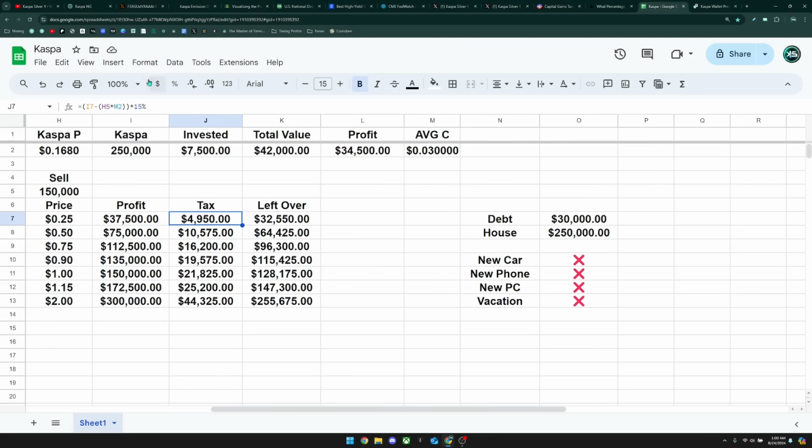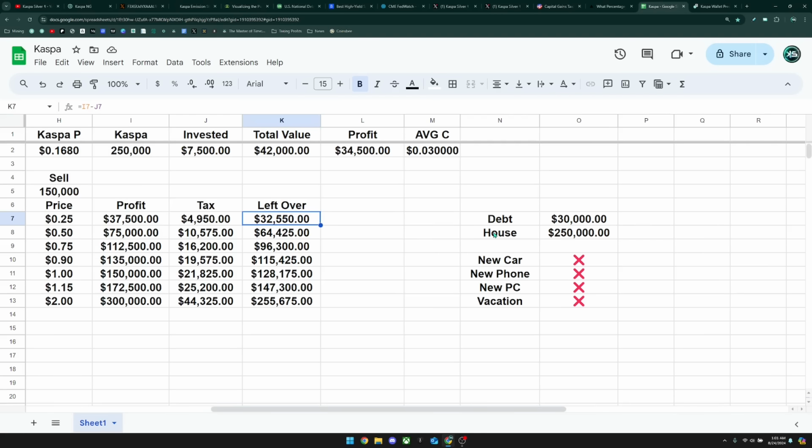I also have a formula here that works according to how my taxes work here in the US, that will calculate how much tax I would need to pay, and then how much left over I would have after those taxes. So you could see here that right now, if I had 250,000 Kaspa and I want to make sure I keep 100,000 Kaspa after I sell, I would need to wait for 25 cents so that I can kill this $30,000 in debt.